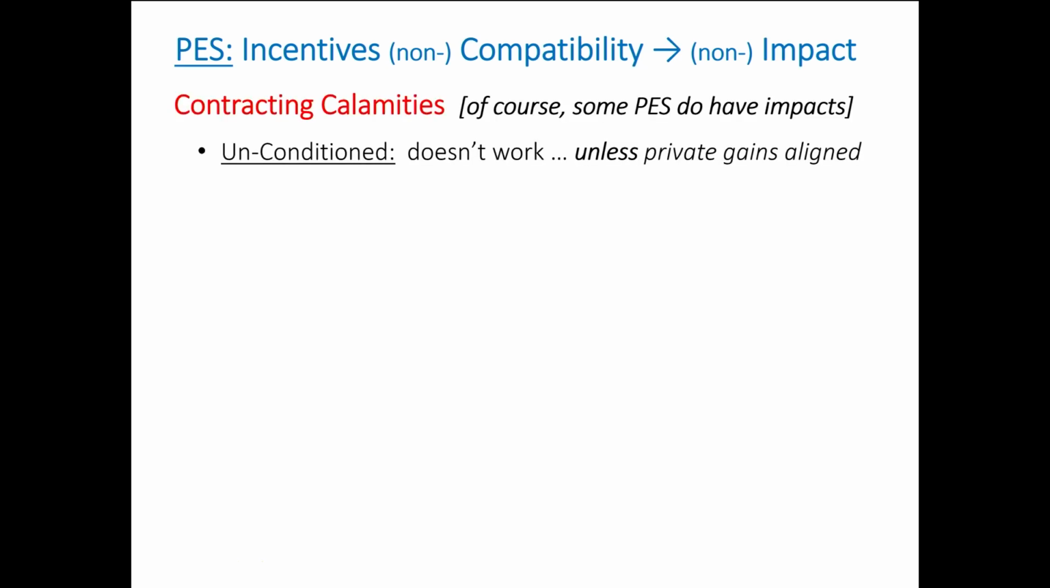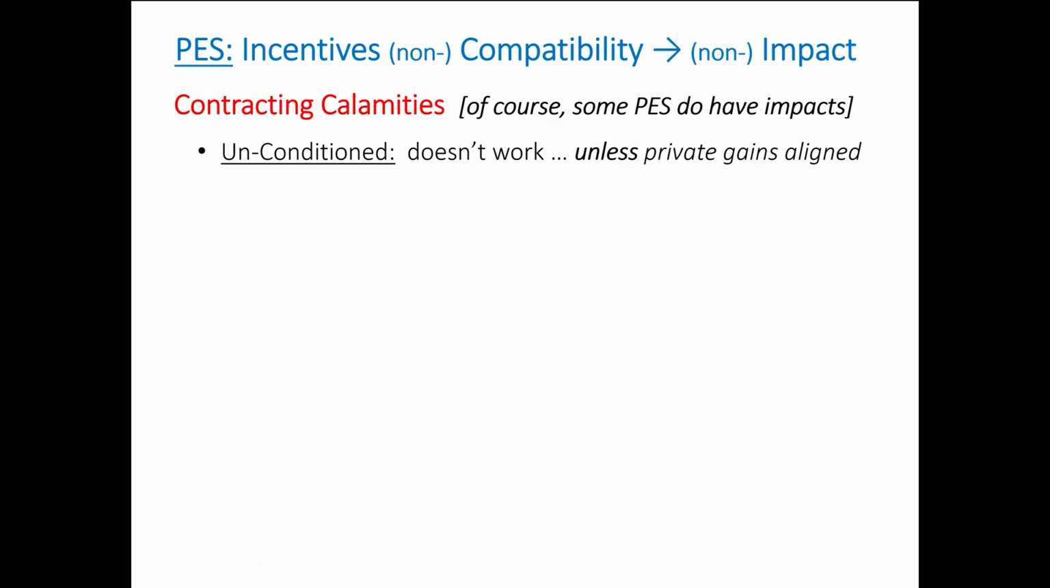Alternatively, you could give them other stuff, right? You could say, hey, please conserve, I'll give you other stuff. Well, that's incentives or ecosystem services payments, which have had their own challenges. I'll go with contracting calamities there instead of fortress failures. Let's acknowledge that some PES have had impacts.